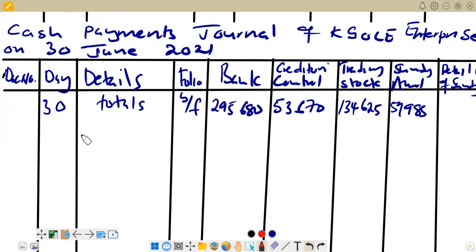On the cash payments journal now, we have water and electricity and insurance. For water and electricity, remember the business that we are paying is Polokwane City. Polokwane City is the payee. So we are going to put on the details part, Polokwane City, and then the amount is 4,630.